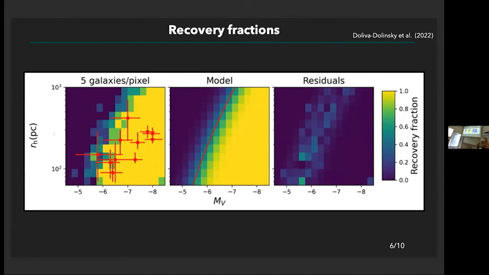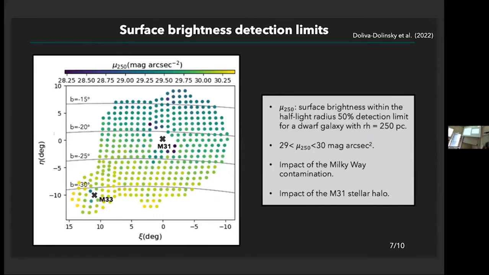But this will result in millions of CPU hours, so we only have 5. So in order to overcome the noise, we fit an analytical model, which is shown on panel 2. And this allows us to compare the detection limits as a function of the position in the survey. To do so, we use the surface brightness detection limits.